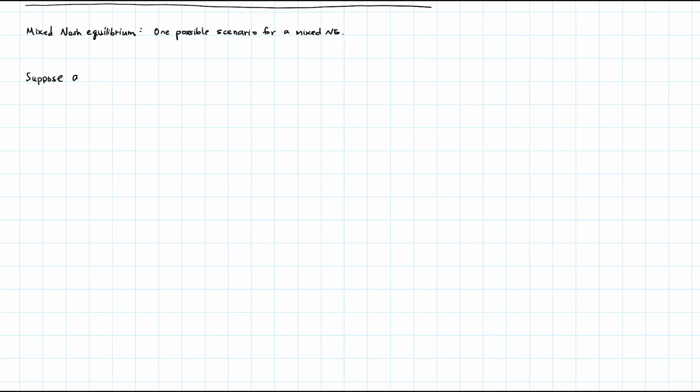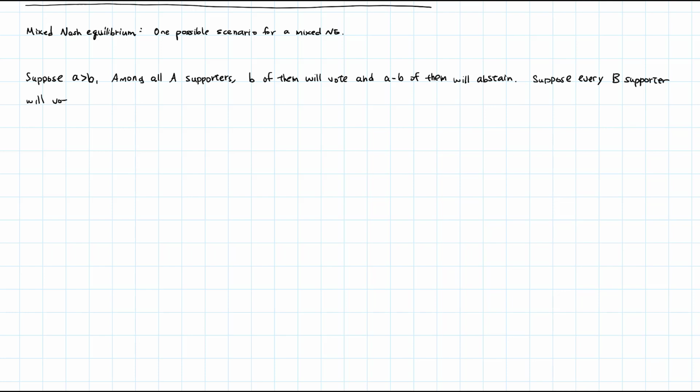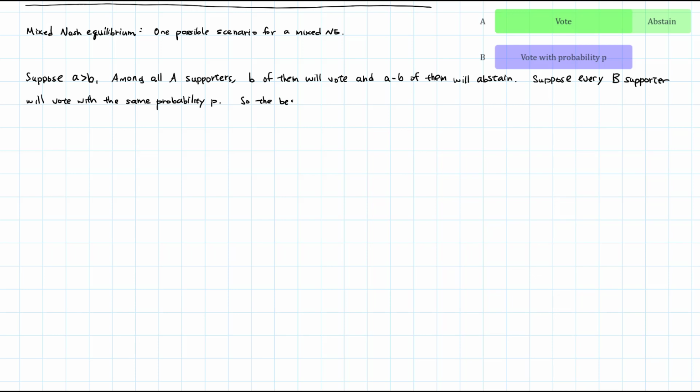Suppose that A is greater than B, and among all the A supporters, B of them will vote and A minus B of them will abstain. They are playing pure strategies in this case. Now suppose that every B supporter will vote with the same probability P. So the best that candidate B can do is a tie.